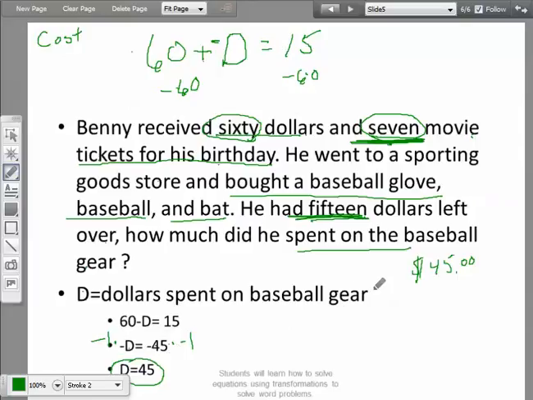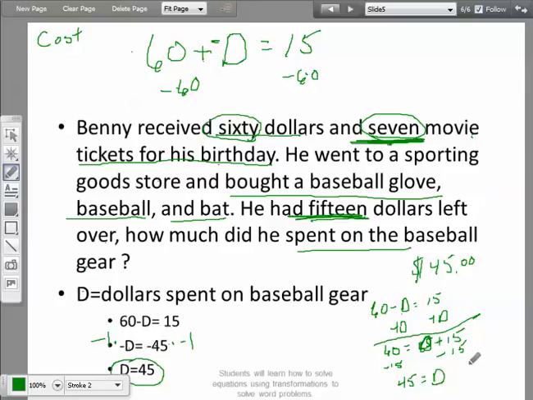Now, in case you didn't remember this little trick, how could I have done this differently? Well, I'm going to show you another way of doing this. If I have 60 minus d is equal to 15, one of the things I can do is the d is being subtracted. I could add that dollars to both sides. It's just a variable. Nothing wrong with adding it. And I wind up with 60 is equal to 15 plus d, or d plus 15. Now I can subtract 15 from both sides, and I wind up with 45 is equal to d. Well, that's the same thing.